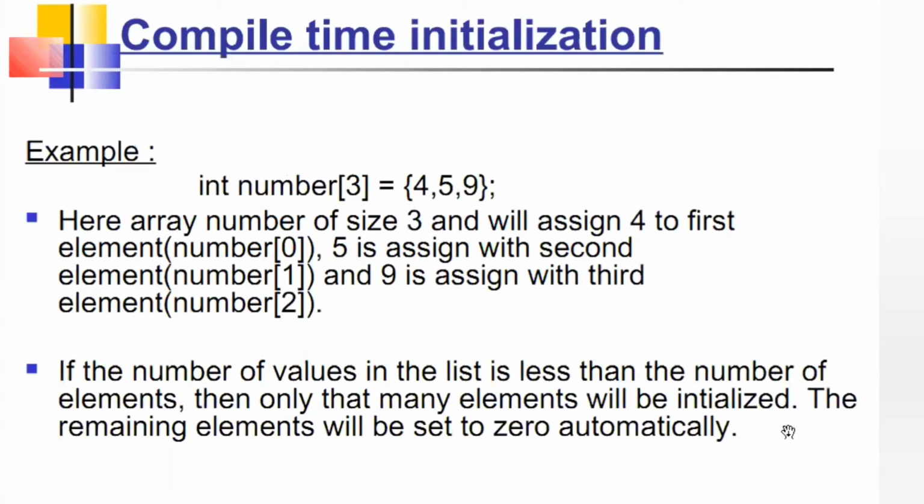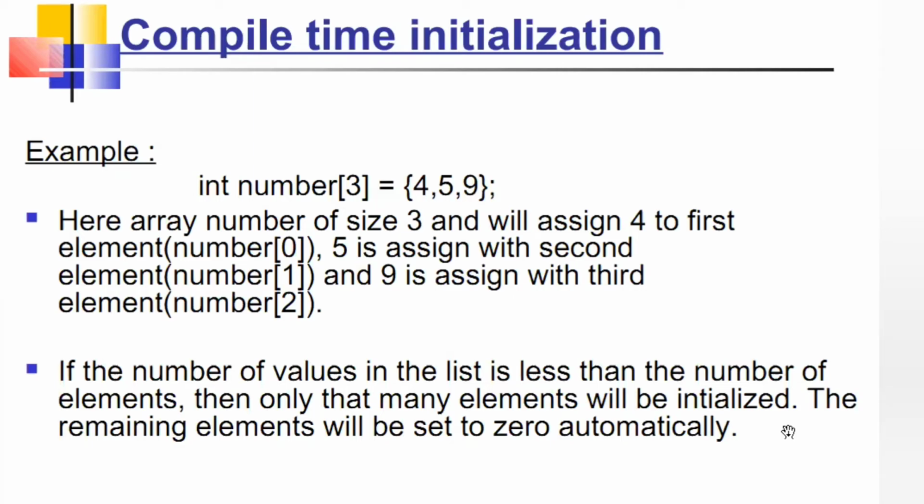For example, of compile time initialization, int number[3] = {4, 5, 9}. Here, the array number of size 3 will be assigned 4 to the first element number[0], 5 is assigned to the second element number[1], and 9 is assigned to the third element number[2].